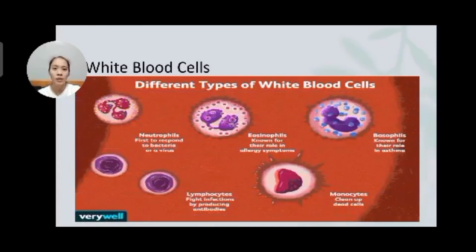So here are the different types of white blood cells. We have here the neutrophils, who are first to respond to bacteria or a virus. Lymphocytes fight infection by producing antibodies. Eosinophils are known for their role in allergy symptoms, while basophils are known for their role in asthma. And the last one is monocytes, which clean up the dead cells.